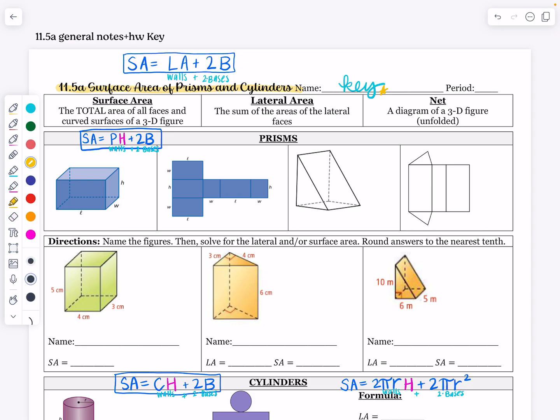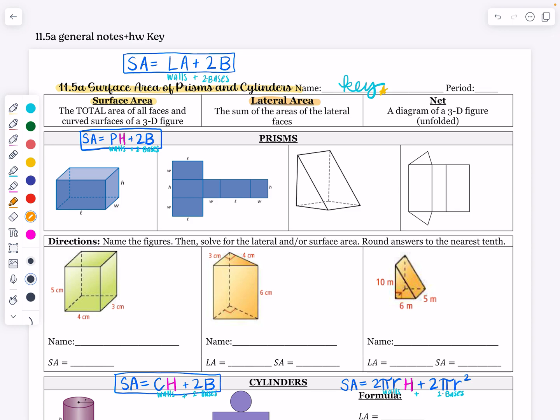And so what is surface area? Let's go back. What is surface area? The surface area of a shape is going to be the total area of all faces and curved surfaces of a 3D figure. So we've got this 3D figure. It's made up of polygons and some curved surfaces. The surface area is going to be how much area is calculated on each 2D shape that makes up the 3D shape.